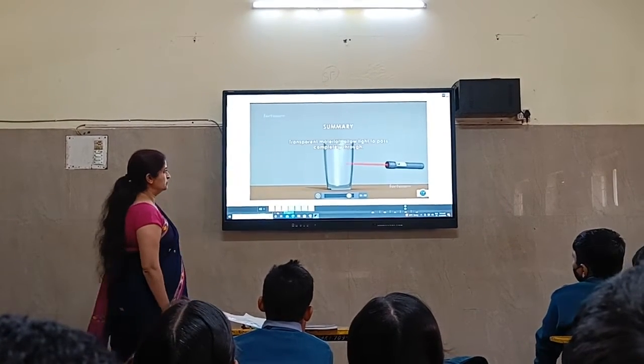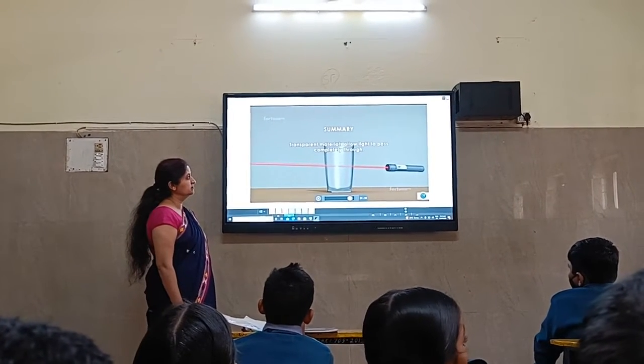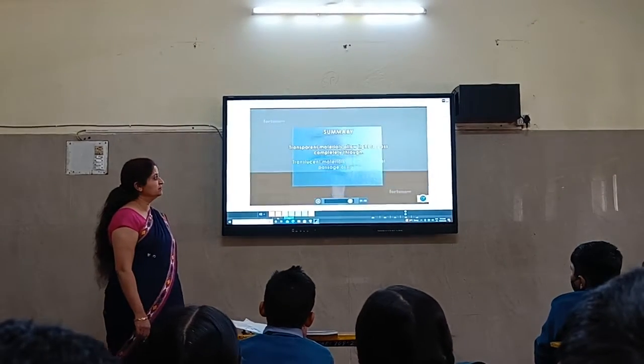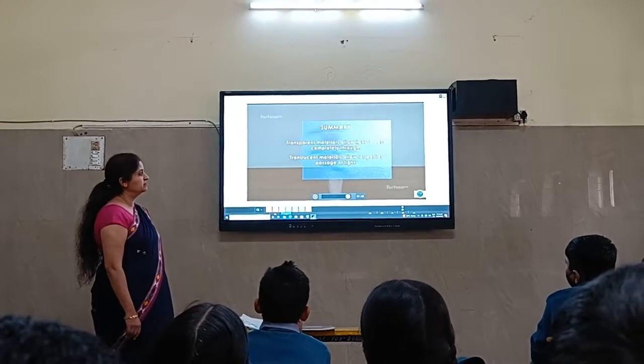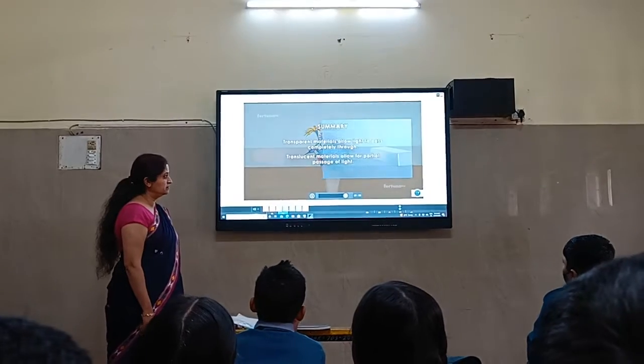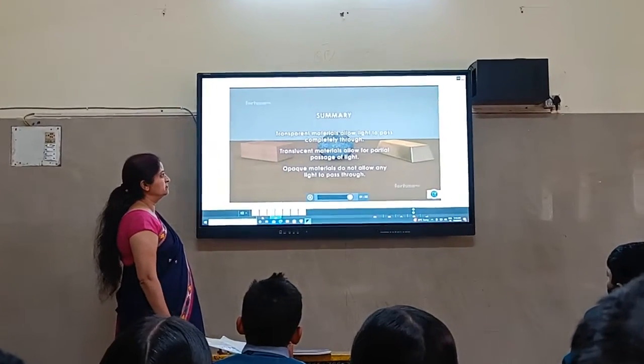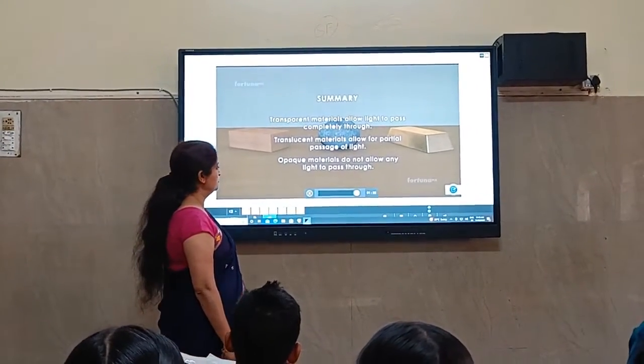Summary. Transparent materials allow light to pass completely through. Translucent materials allow for the partial passage of light. Opaque materials do not allow any light to pass through.